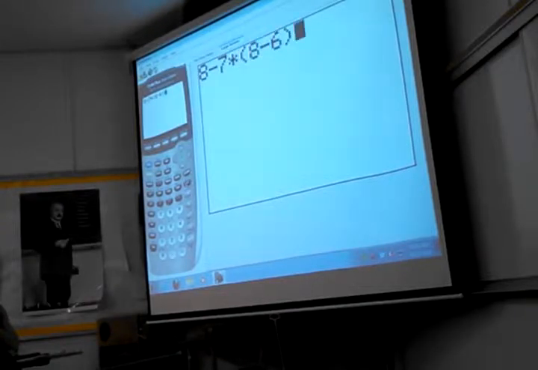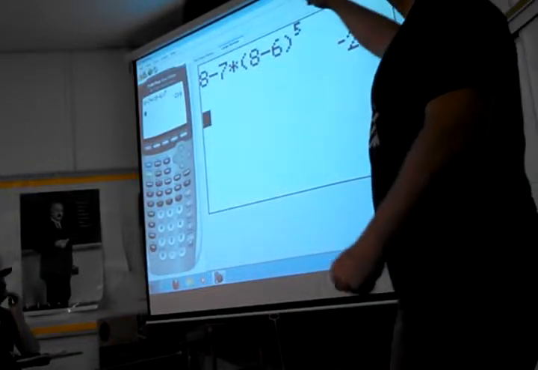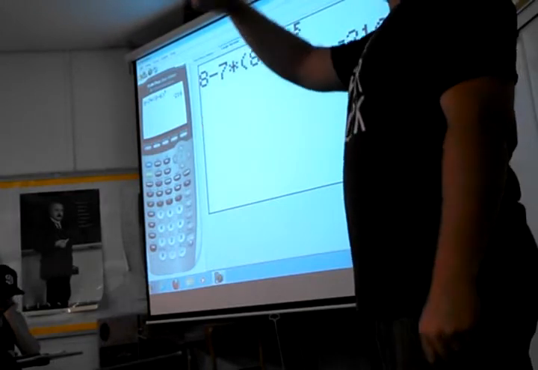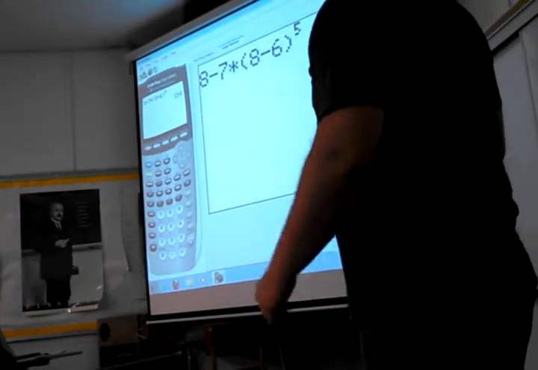This button right here is your to-the-power button. So if I want to say that to the fifth power, do you see how my exponent is like a real exponent? If you have an older one, it's just going to show up to the fifth power. It's going to be a little older school, a lot like DOS.